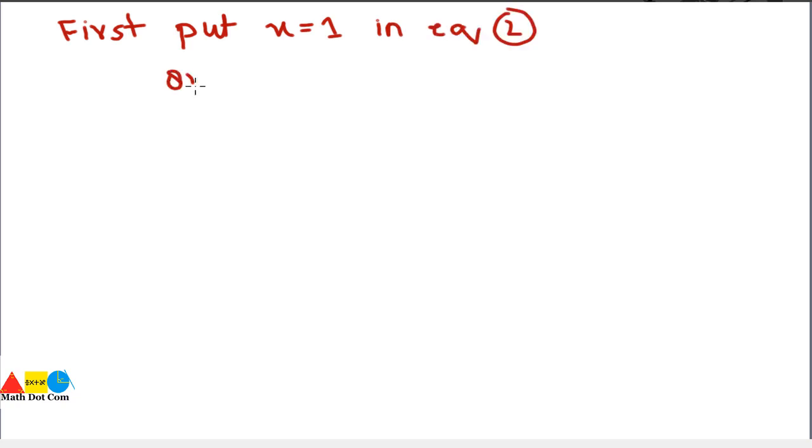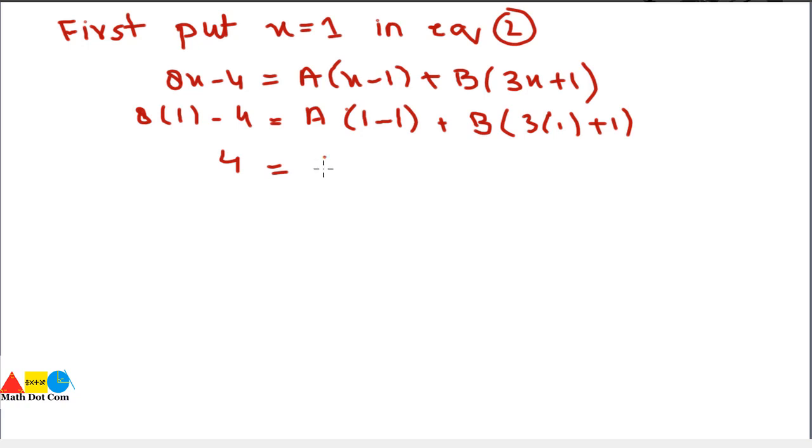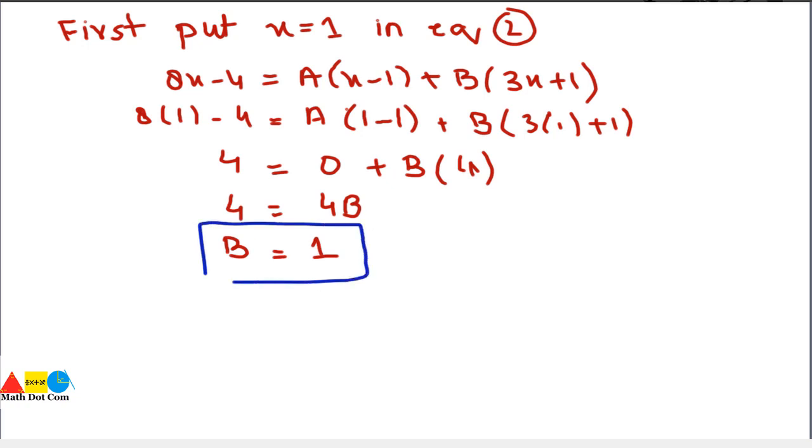So the equation was 8x minus 4 equals a into x minus 1 plus b into 3x plus 1. Let's put the value of 1 as 8 into 1 minus 4 equals a into 1 minus 1 plus b into 3, replacing x with 1, plus 1. Then further simplified, 8 minus 4 is 4, that equals a into 1 minus 1, which is 0, plus b into 3 plus 1, which is 4. So 4 equals 4b, and we will get the value of b as equal to 1. So this is the value of b that we have got.